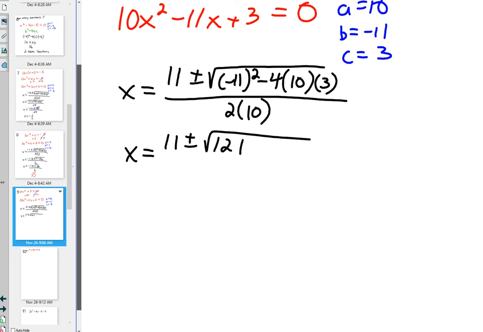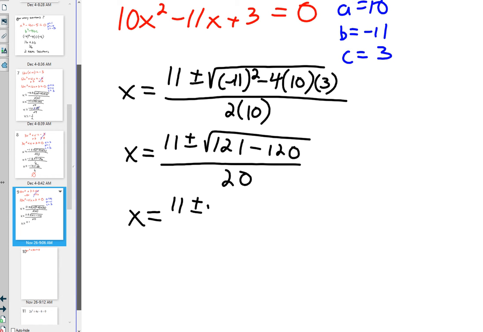How many negatives come after that? There's one negative, so keep it negative. 4 times 10 times 3 is 120. When I subtract, I get a positive 1, which even though it's barely positive, it is positive. So what do I now know?